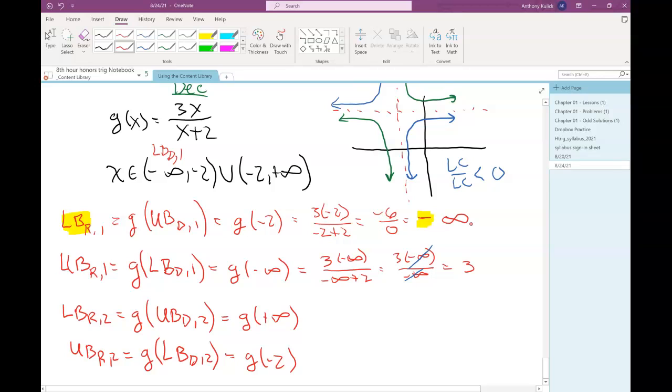Try not to make that misconception there. It's a little bit tricky. Since there's division going on, we also have to worry about that.